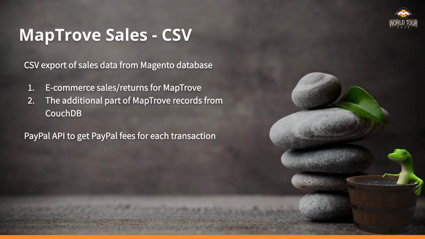MapTrove, we get a monthly export as a comma separated values sheet from the Magento database. It includes all e-commerce sales and returns from MapTrove, and it's the additional part of the MapTrove records that we already have in Couch. And then we also have to get information from the PayPal API with respect to PayPal fees for each transaction.